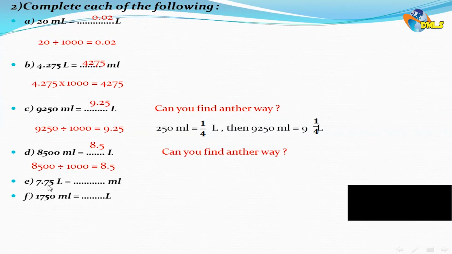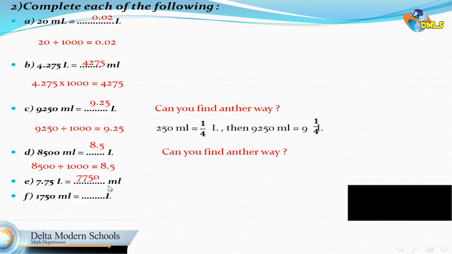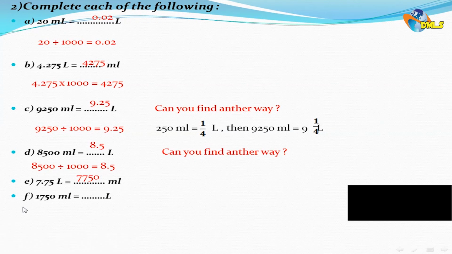Letter E, 7.75 liters equal how many milliliters? Yes, I hear someone who said 7,750. Yes, of course, this is the right answer. Letter F, 1,750 milliliters equal how many liters? I give you enough time to think, and the answer is 1.75. Let's go to question number 3.